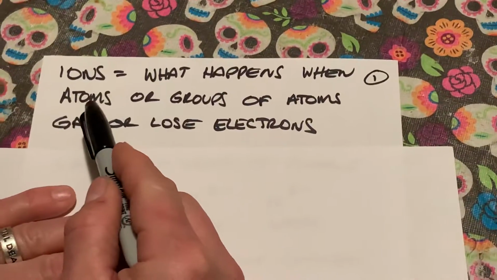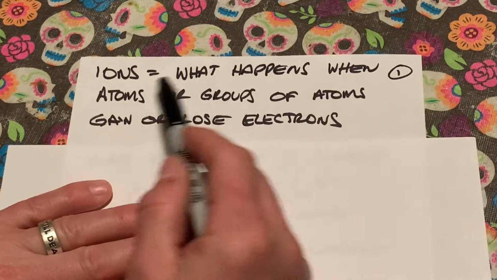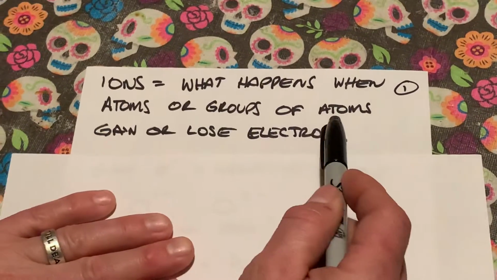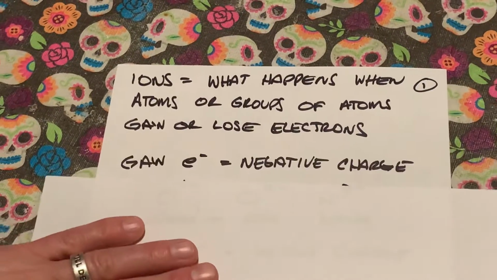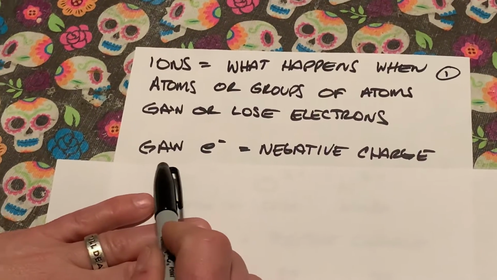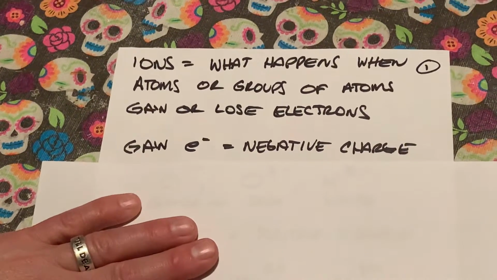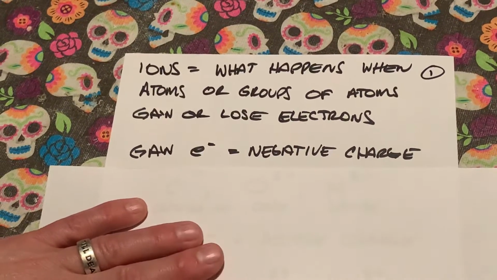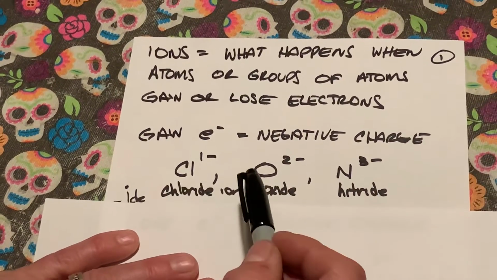All right, so today we're going to talk about ions. Ions are what happens when either an atom or a group of atoms gains or loses electrons. The first thing that might happen is if it gains electrons, it's going to have an overall negative charge because it will have more electrons than protons. Okay, so 3 examples we're going to take a look at and what happens.